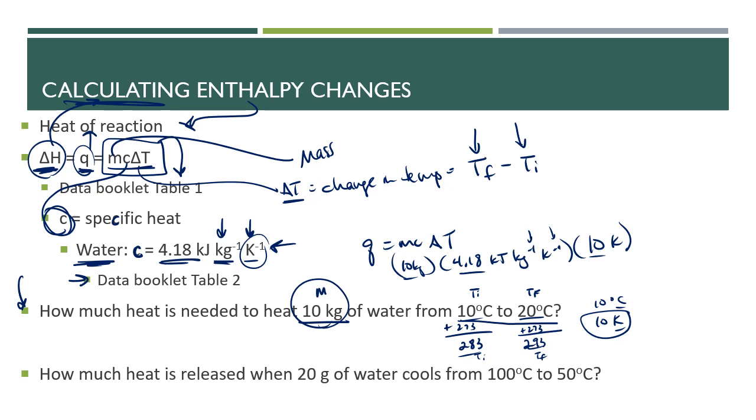10 times 10 is 100. 100 means that I move my decimal place 2 times to the right. So my final answer is going to be 418.